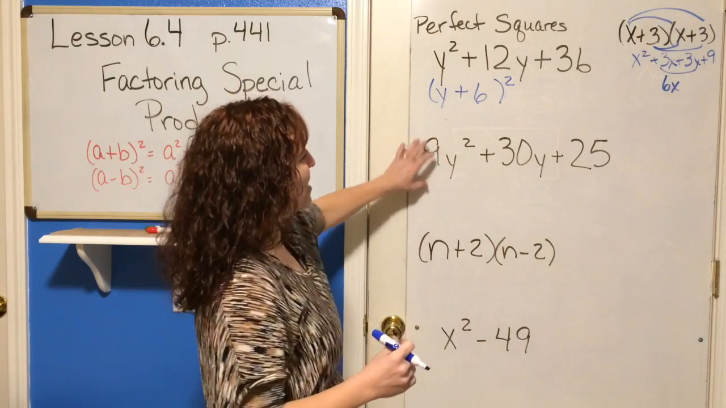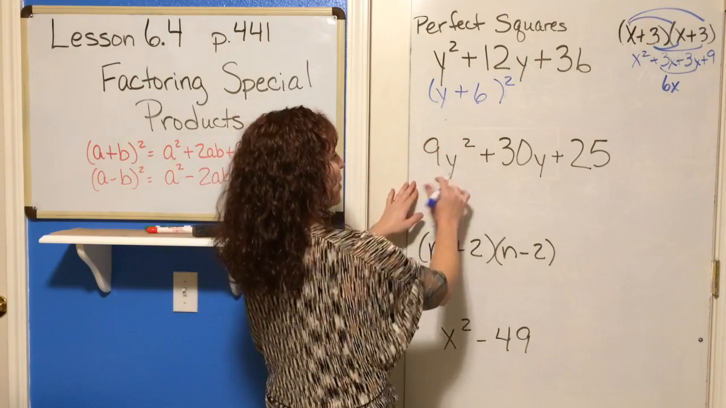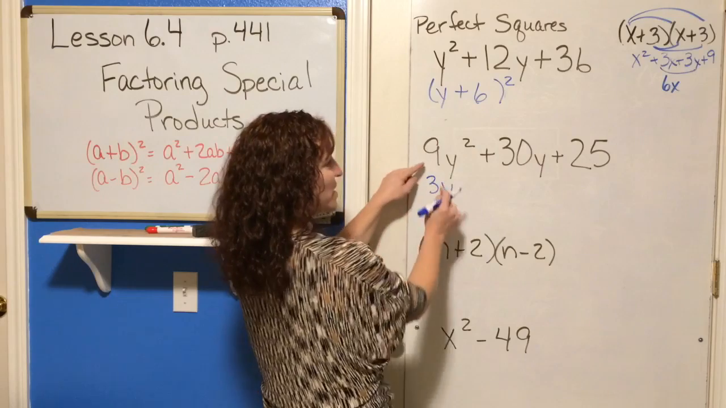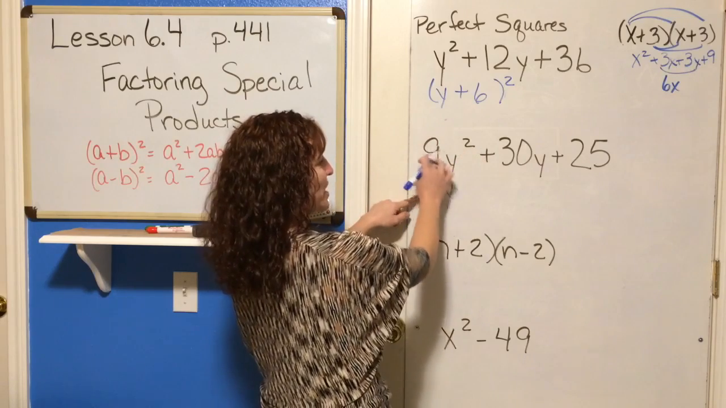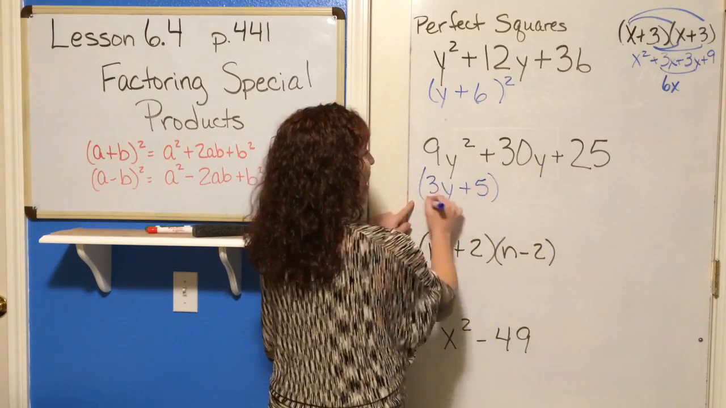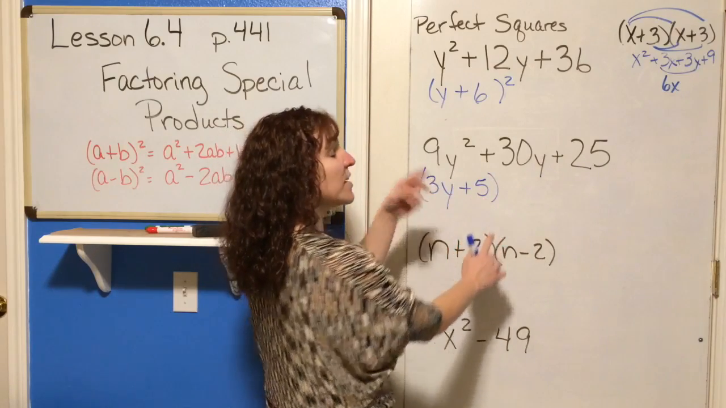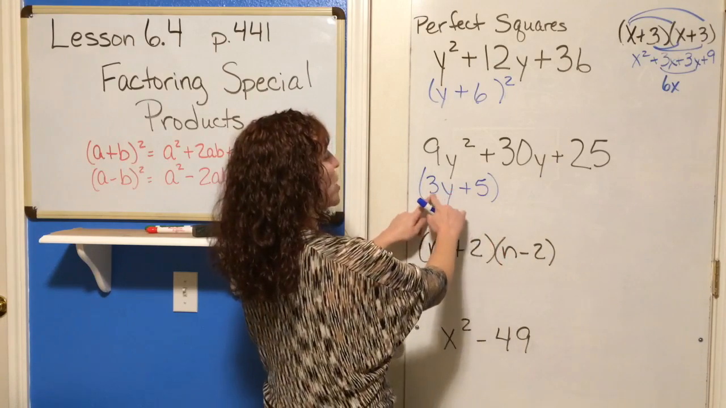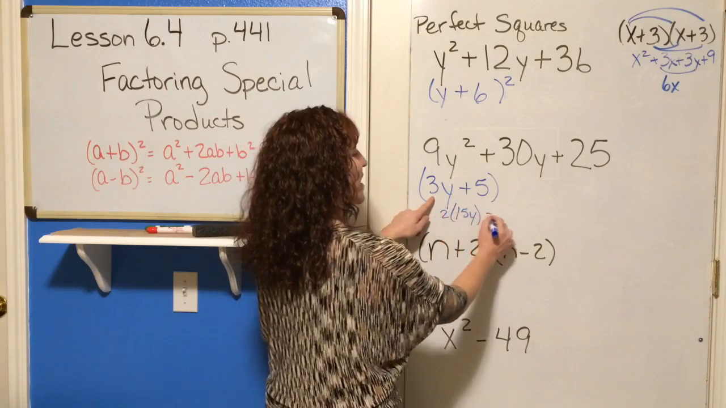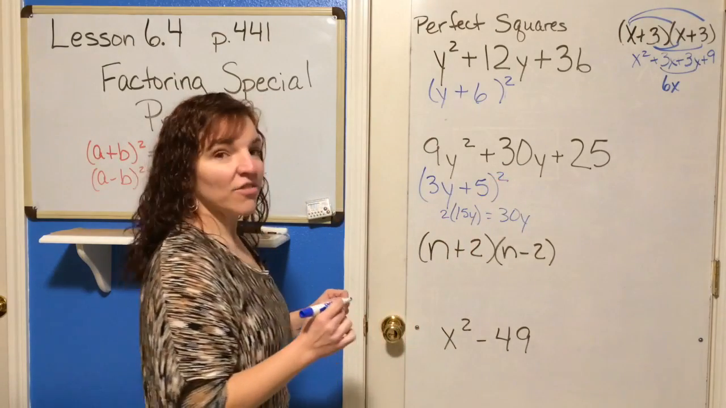Okay? The same thing happens if you've got numbers in front of your first variable, because you can look to see, well, this is a perfect square. 9 is 3 times 3, so 3y is the square root of 9y squared. So 3 times 3 is 9, y times y is y squared, and 5 times 5 is 25. So now if you can take this times 2, then it's a perfect square. So 3y times 5 is 15y times 2 is 30y. So that is 3y plus 5 quantity squared.